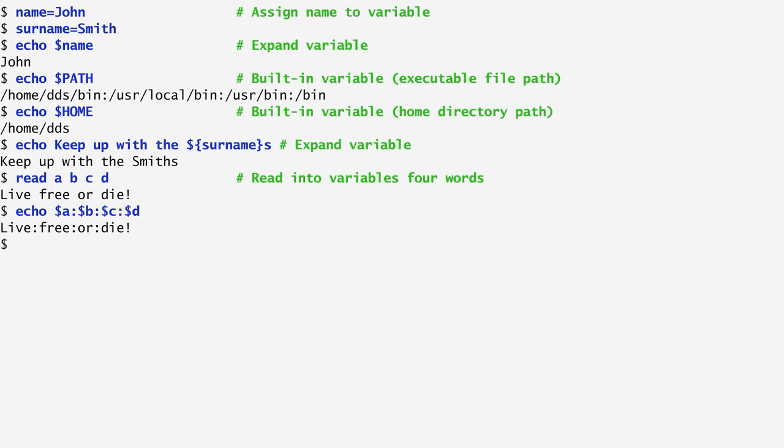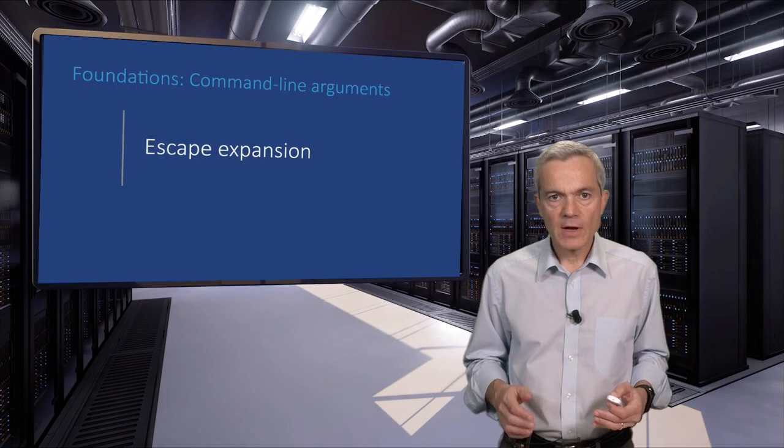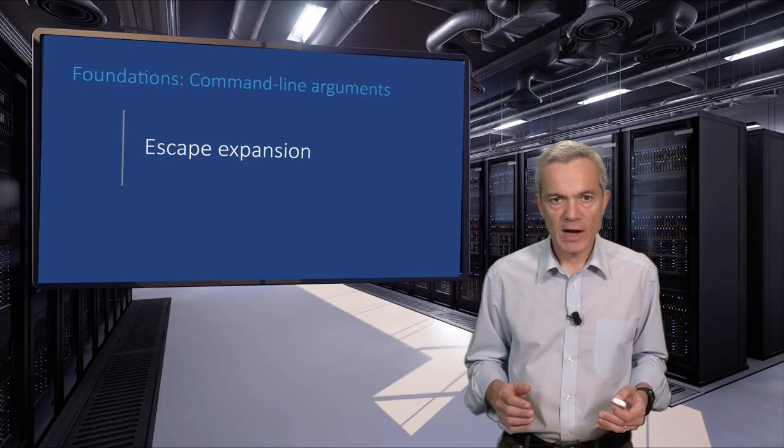Note that to use the dollar sign in a literal way, some special handling is needed. Echoing "this pen costs $4.99" expands to "this pen costs $0.99", because $4 is treated as a variable. Sometimes you want wildcards and other special characters to lose their magic meaning. This is where quoting is used.